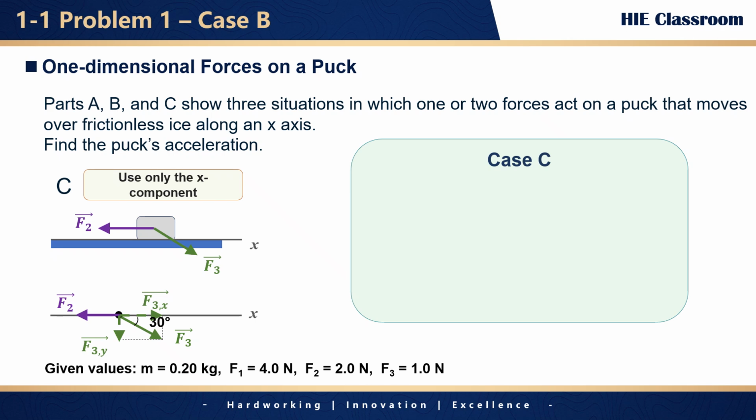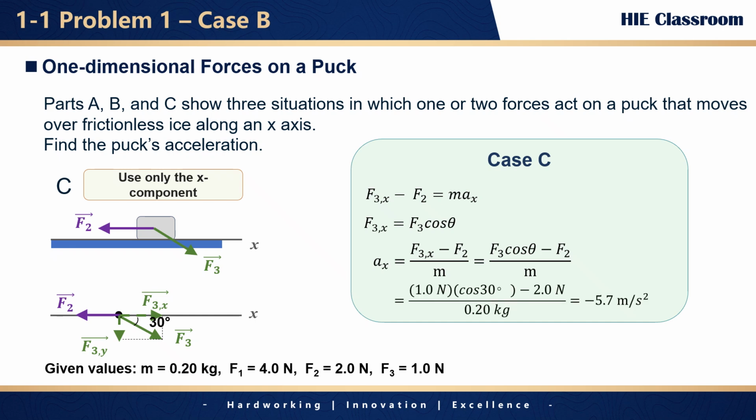So along the x-axis, we can write F3x minus F2 equals max. From the diagram, the x component of F3 is F3x equals F3 cosine theta. Substituting this in, we will get ax equals F3x minus F2 over m, equals F3 cosine theta minus F2 over m. Now plug in the values. We will have 1 newton cosine 30 minus 2 newtons over 0.2 kilograms, and it's equal to minus 5.7 meters per second squared.